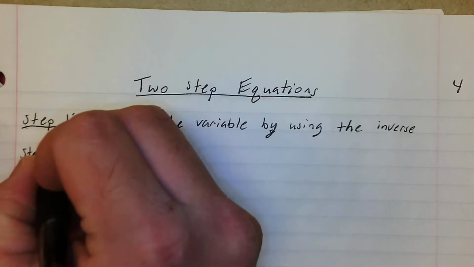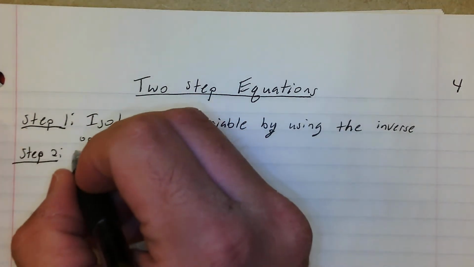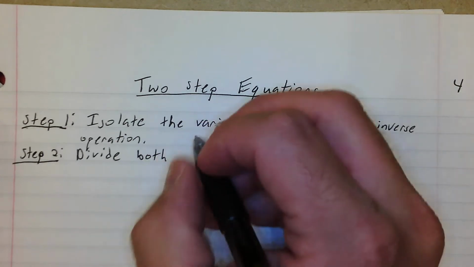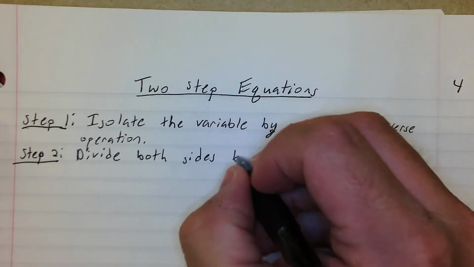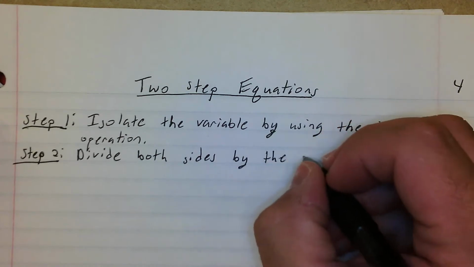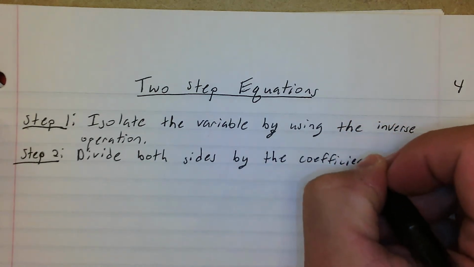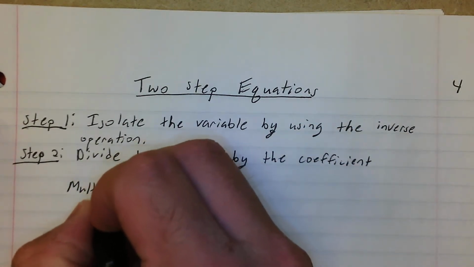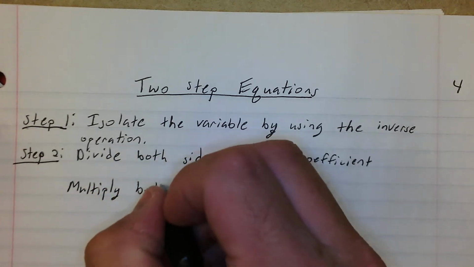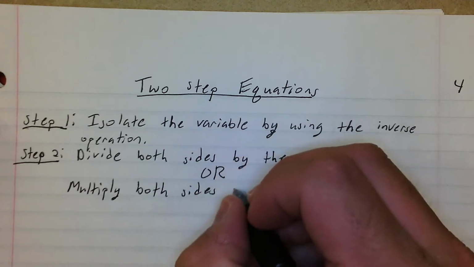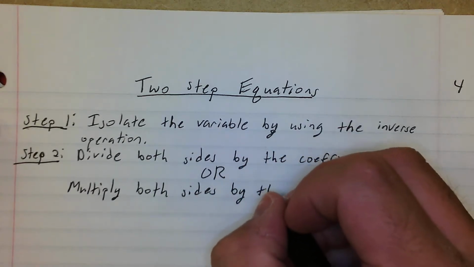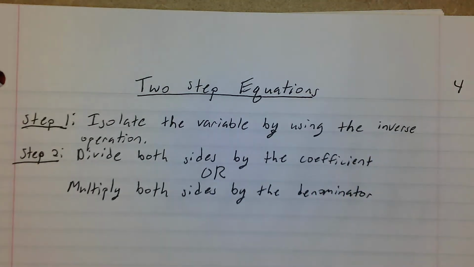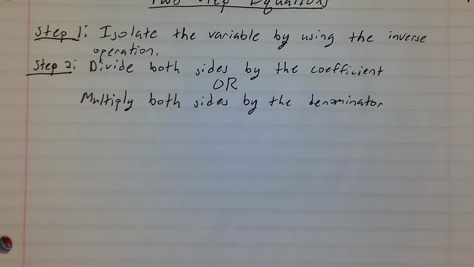And in step 2, you have two options here. Okay, so you either divide both sides by the coefficient, or you multiply both sides by the denominator. And we're going to work on some examples.